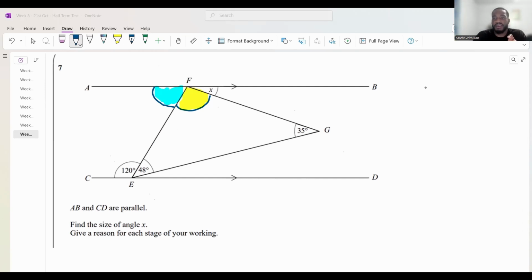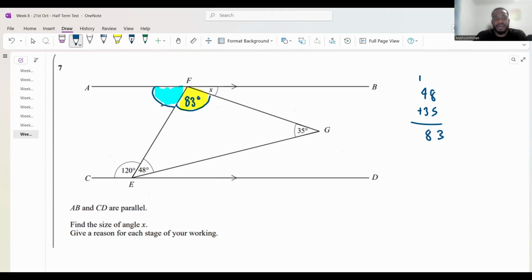So we got 48 plus 35, 48 plus 35. 8 plus 5 is 13. Is that correct? Yep. Carry the one. 1 plus 4 is 5. And then add 3 is 8. So it's 83. We happy with that, guys? Yeah, 83 degrees. So this angle here is 83 degrees.